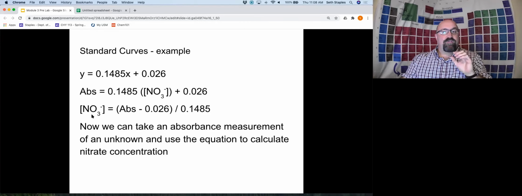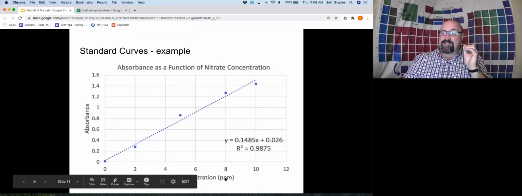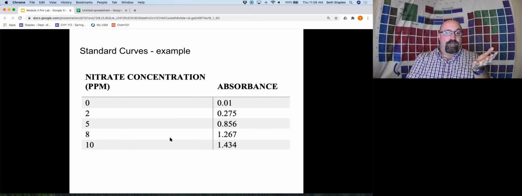We rewrite this equation to solve for our nitrate concentrations. We can then take an absorbance value of one of our Green River samples and plug that right in. We're going to take that absorbance value, subtract 0.026, and then divide that total by 0.1485. That gives us our nitrate concentrations. And it's important to remember this. It gives us our nitrate concentration in ppm, because that's what the concentrations were. Those were the concentration units from our standard curve. We measured concentration in ppm for this.